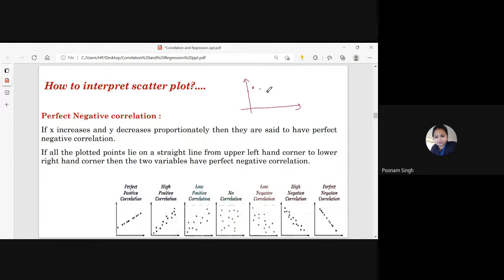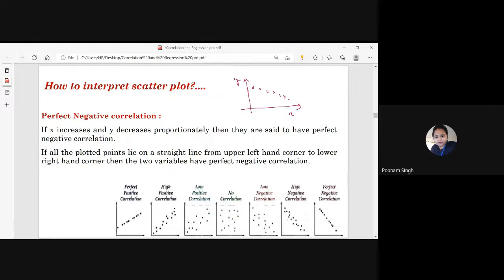It means if your points align something like this on a straight line, showing a straight line x and y, if your points are something like this, then we say that there is perfect negative correlation between both the variables. It means if all the plotted points lie on a straight line from the upper left hand corner to the lower right hand corner, then the two variables have perfect negative correlation.